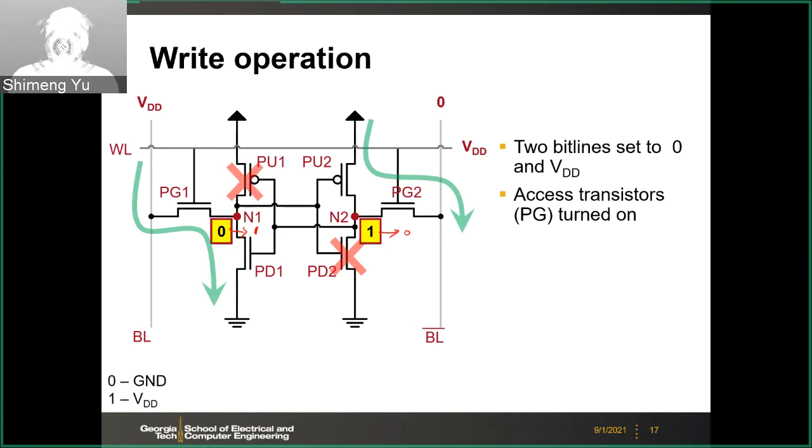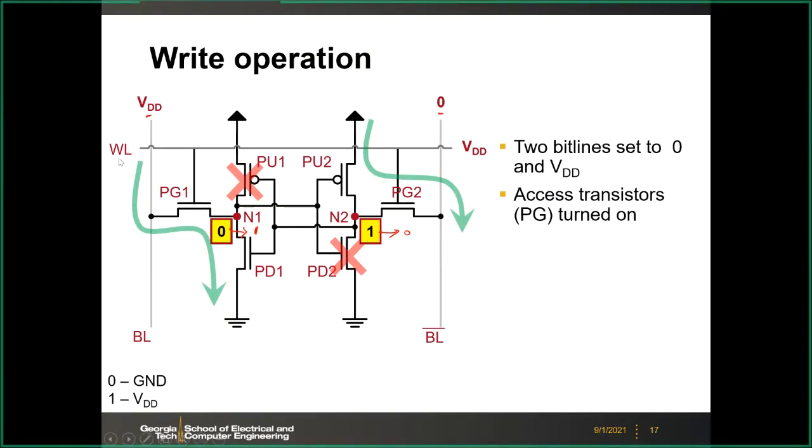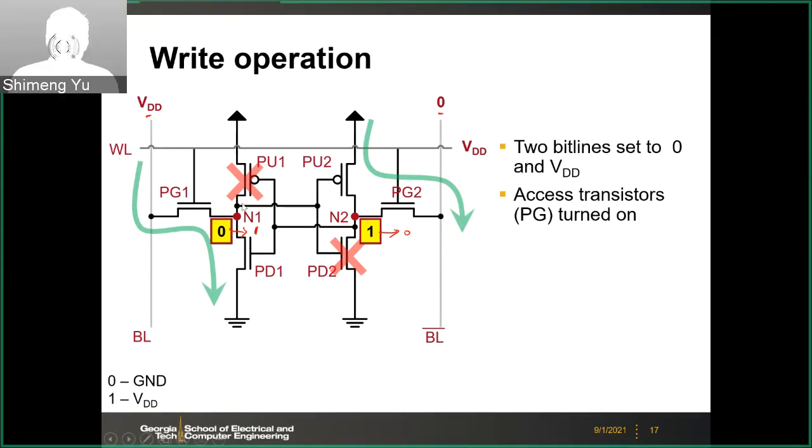So what you need to do is to prepare the data pattern you want to write from the external data bus to the bitline and bitline bar. In this case, since you want to write 1 to N1, the bitline will be biased at VDD, and the bitline bar will be biased at 0. Then you turn on the word line, and the write operation will start.